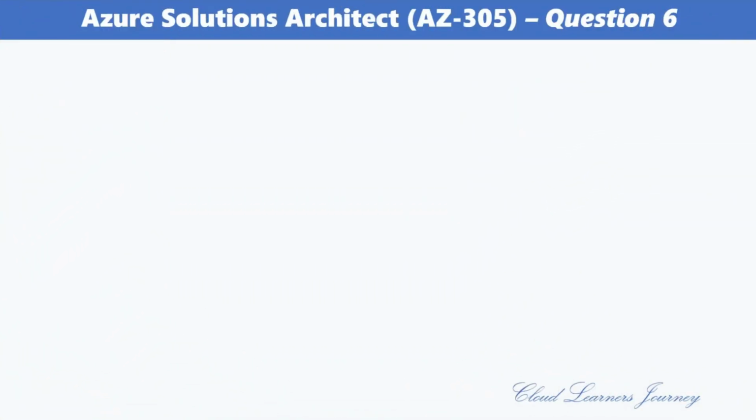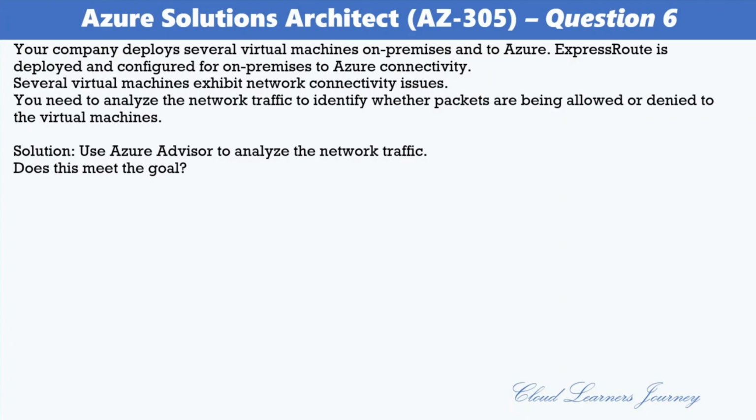Next, question number 6. It is the same as the previous question, but here the solution is different. The solution is: use Azure Advisor to analyze the network traffic. Does this meet the goal? The options are A, yes, B, no. The correct option is B, no. Instead, use Azure Network Watcher IP Flow Verify, which allows you to detect traffic filtering issues at a VM level.